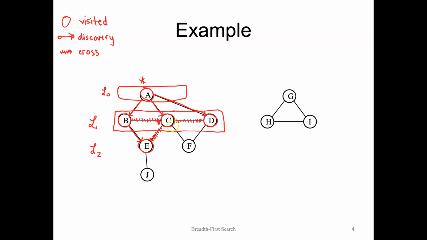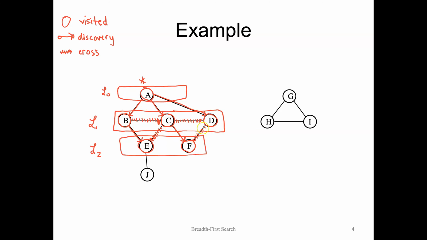And then from C to F, this is a discovery edge because we haven't visited F yet. We're going to visit F now, and we add F also to layer 2. So this is what our layer 2 looks like next. Now we have one other incident edge coming out of layer 1. We mark this as a cross edge because we've already visited F.